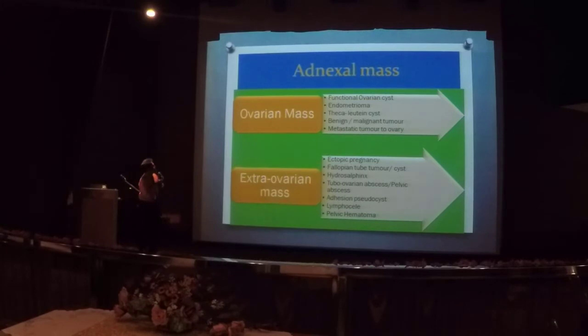We move to adnexal mass. Adnexal can be a functional ovarian cyst, endometrioma, commonly seen decidualized cyst, benign or malignant tumor, or sometimes a metastatic tumor to the ovary. So extra-ovarian mass, sometimes ectopic pregnancy, fallopian tumor, less commonly hydrosalpinx, abscess, peritoneal pseudocyst, lymphocyst, or sometimes pelvic hematoma.